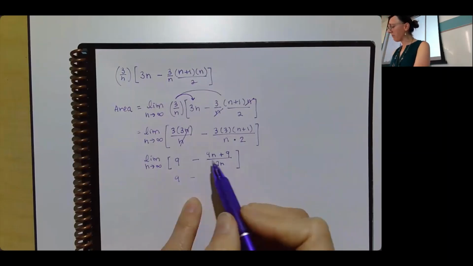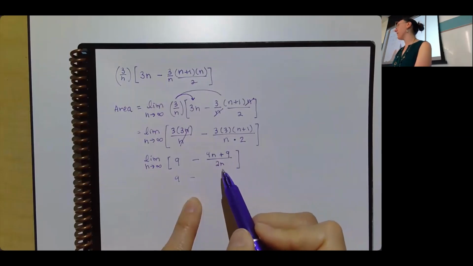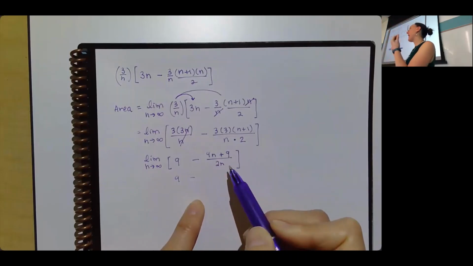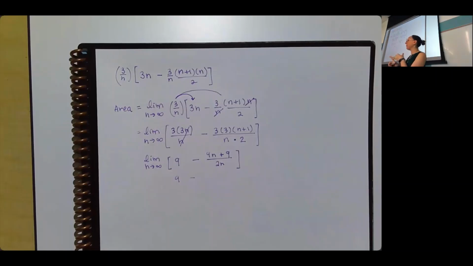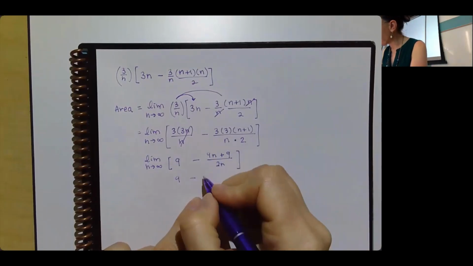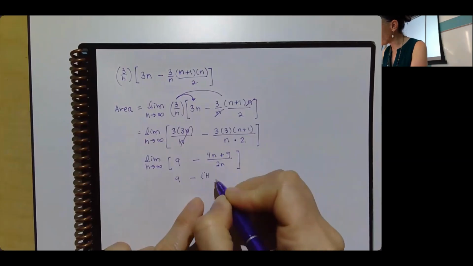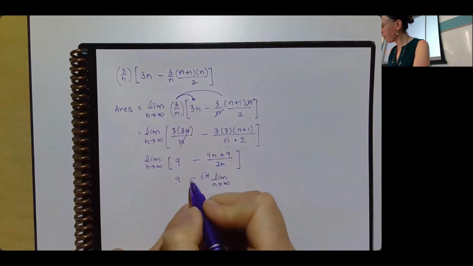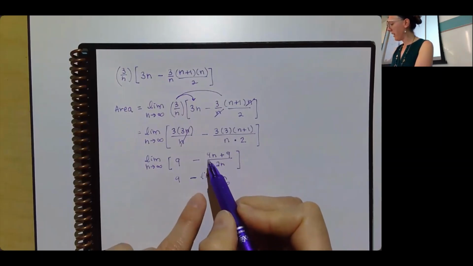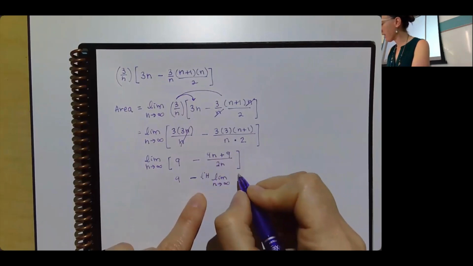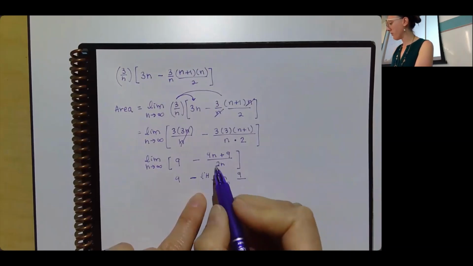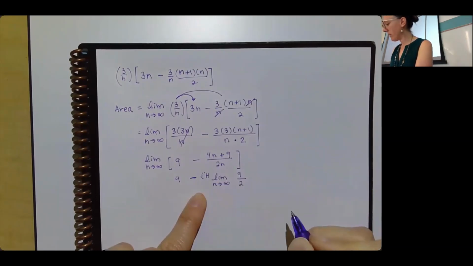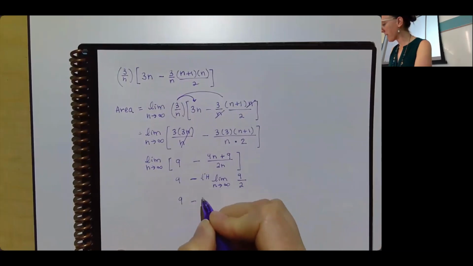So right now, if I plug in infinity, I get infinity on the top and infinity on the bottom. So do you want to do algebra or L'Hopital's? Doesn't matter to me. I heard some L'Hopital's, so let's do it. So we're going to have 9 minus, and I'm just going to indicate that I'm doing L'Hopital's, and I'm going to switch this to be the limit as n approaches infinity. Derivative of 9n plus 9 is going to be a 9. And the derivative of 2n is going to be a 2. So I'm looking at 9 minus 9 halves.